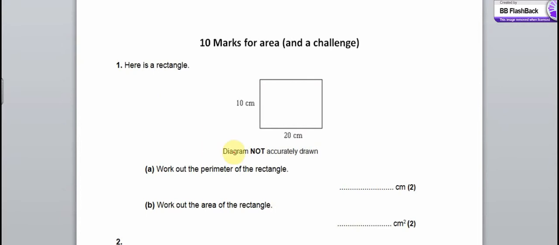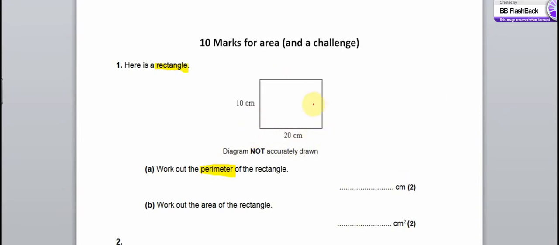So, first question, nice straightforward shape. Just make sure you read the question carefully. This question said here's a rectangle. Work out the perimeter of the rectangle. So the perimeter is the distance around the shape, and that's all of the side lengths added up together.